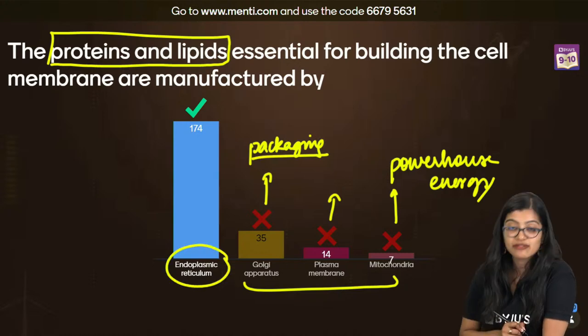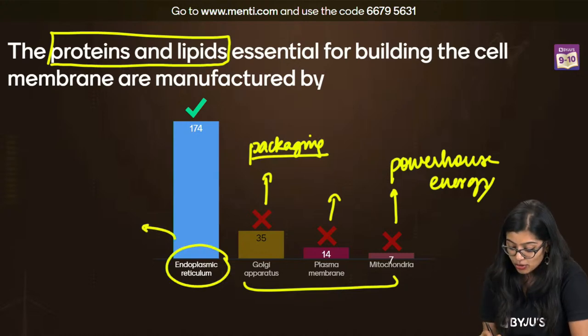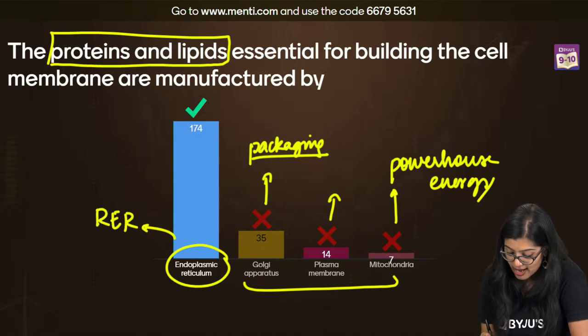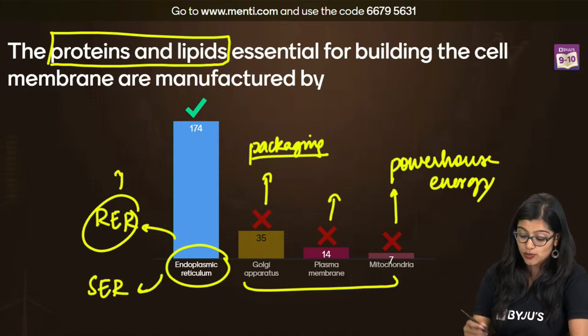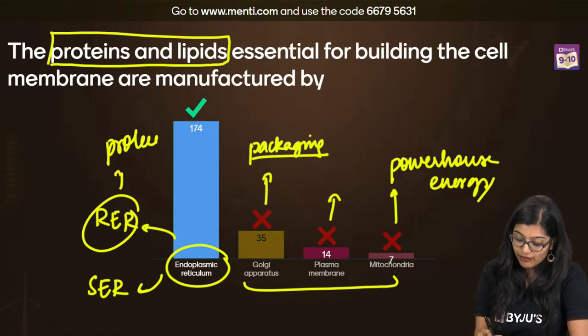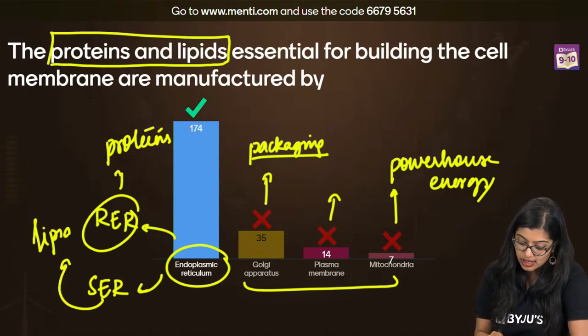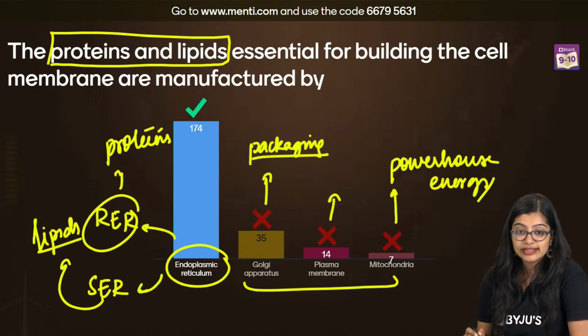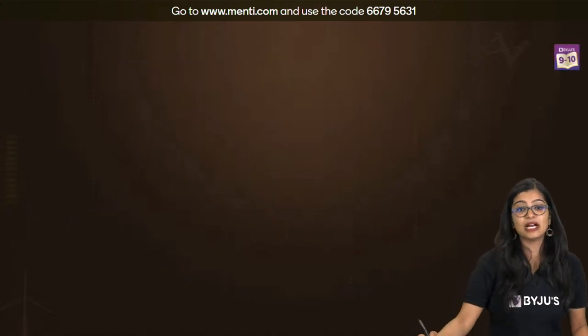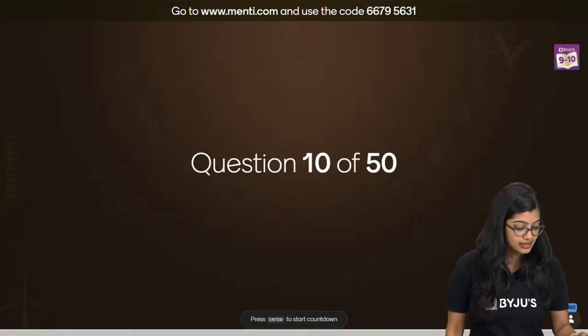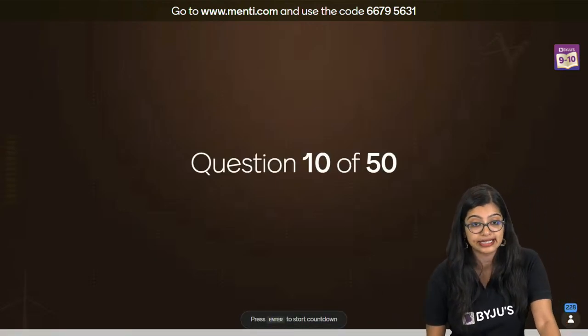And then of course we have the endoplasmic reticulum. Now you have RER and you have SER, right? The RER is called so because it has the ribosomes on it, and this of course manufactures proteins. And you have SER which manufactures the lipids, right? Which is why in this case we see that the correct answer is option A. Very simple. Now for those of you who got the other answers wrong, I hope all of you are clear.